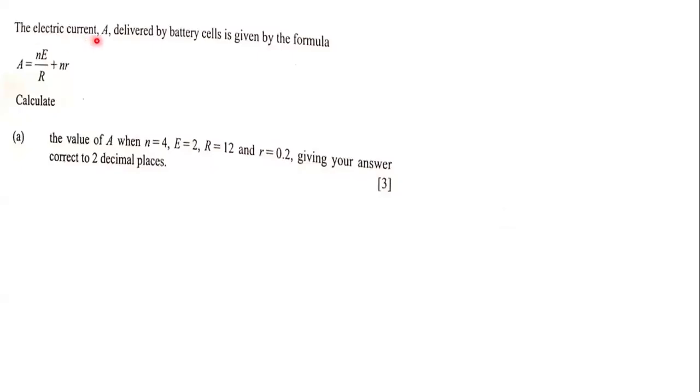The electric current A delivered by battery cells is given by the formula A is equal to nE all over R plus nr. Calculate the value of A when n is equal to 4, E is equal to 2, R is equal to 12, and r is equal to 0.2, giving your answer correct to 2 decimal places.